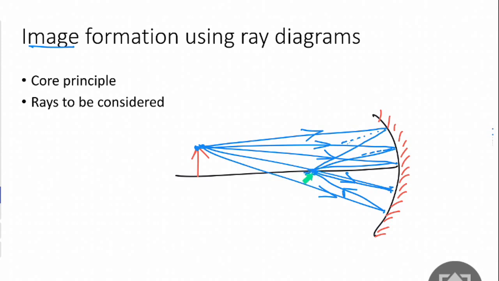But this is not where the point will be. Here I'm just doing a rough drawing. But wherever they meet, that point is going to be the image of this point. Does it make sense to you? Is this much clear? Okay. Wherever all the reflected rays go and meet, that is where the image of this point is going to be. Very simple idea. If you understand this, then we can build on it, and it should be pretty easy to figure out the image formation.